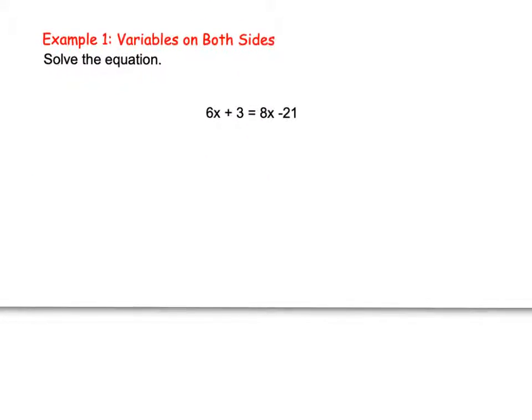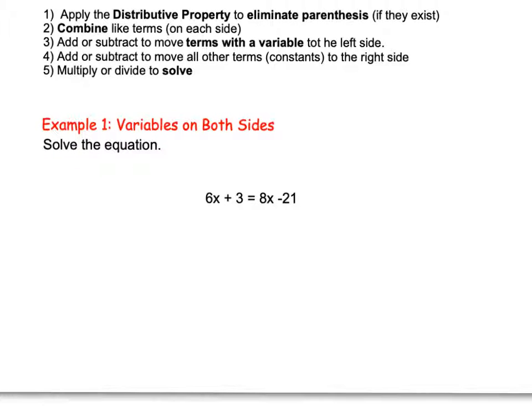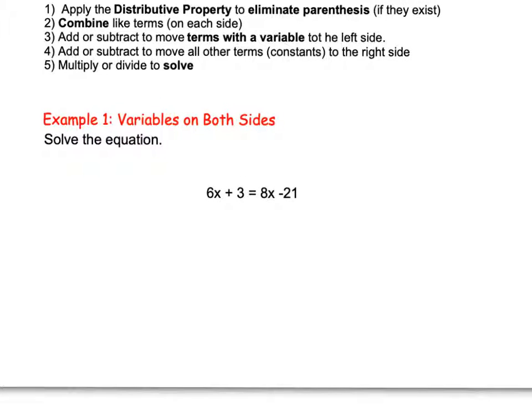You can see that I have variables on both sides. I'll leave it like this. I have a 6x over here and an 8x over there. The problem is I need to collect my terms with the variables on one side. You can either move this entire 8x over here, or you can move this 6x over there. The choice is completely yours. It doesn't matter. But because most kids seem to like the variable on the left side, I'm going to move this 8x.